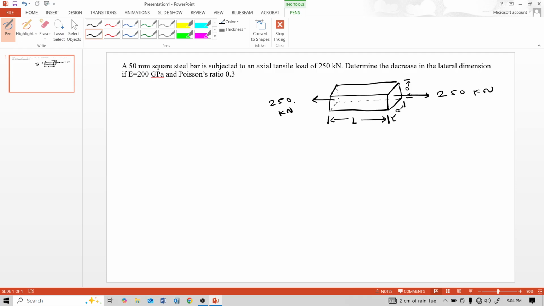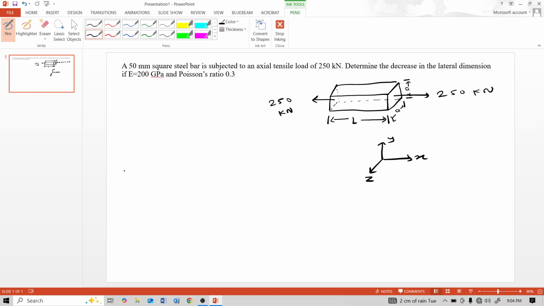Determine the decrease in lateral dimension. See, this A and A is lateral dimension. For that, this x direction is L and L is longitudinal direction. This y direction is this A side, vertical A side, and this Z direction is perpendicular to this vertical A side, is also A. This is Z. This y and z are lateral dimensions and x is longitudinal dimension, and we have to determine the decrease in the lateral dimension. That means decrease in A.